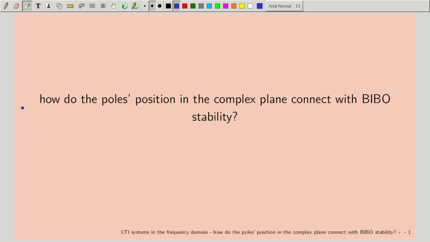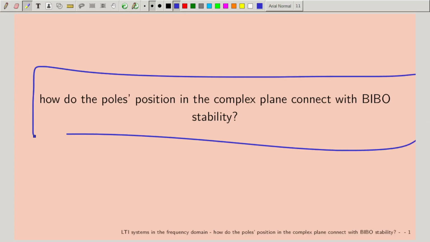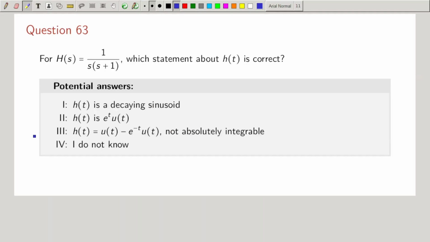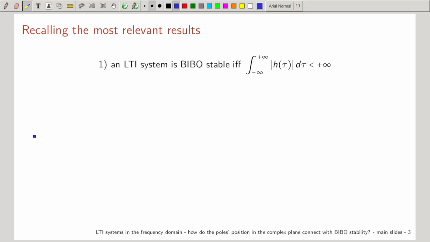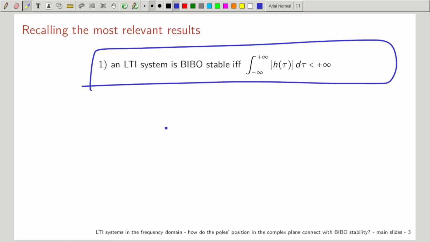So, how does the position of the poles in the complex plane connect with BIBO stability? Let's see. I think this one is going to be very easy. We are together on this. Absolute integrability is the main part.